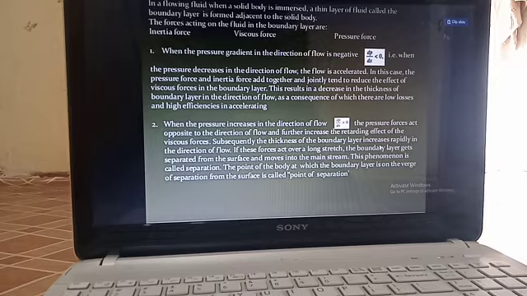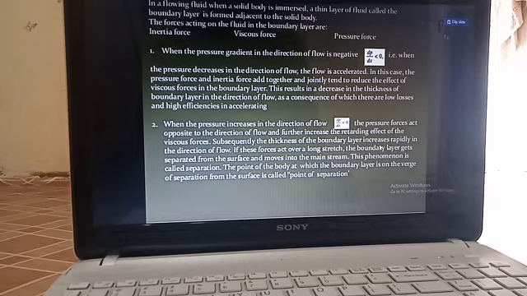In a flowing fluid, when a solid body is immersed, a thin layer of the fluid formed adjacent to the solid body is called the boundary layer. We have seen the boundary layer formation and development. Now there are 3 types of forces acting on the fluid in the boundary layer. The first is inertia force, the second is viscous force, which is due to the shear resistance, and the third is pressure force.